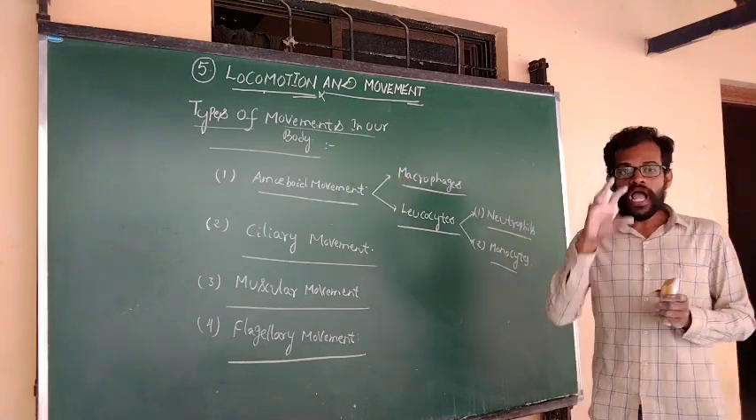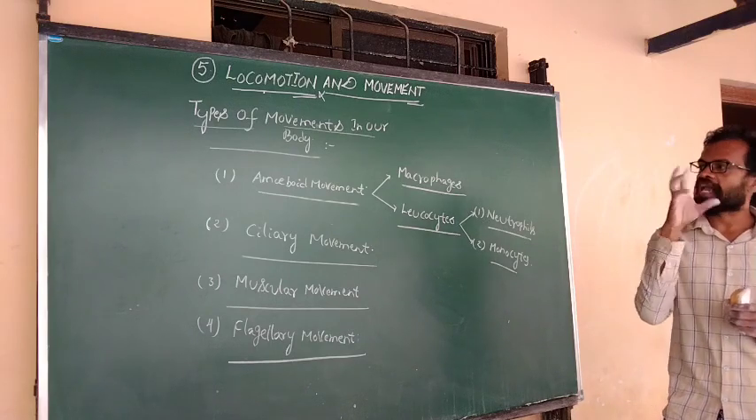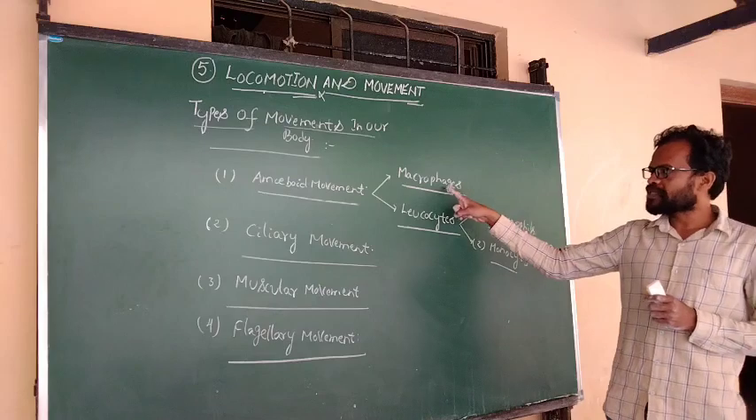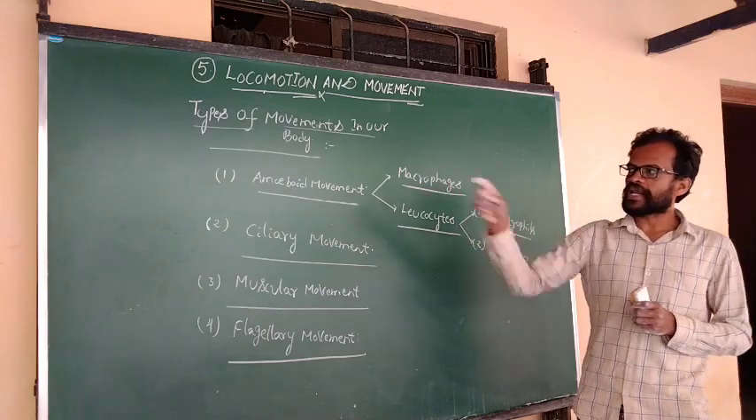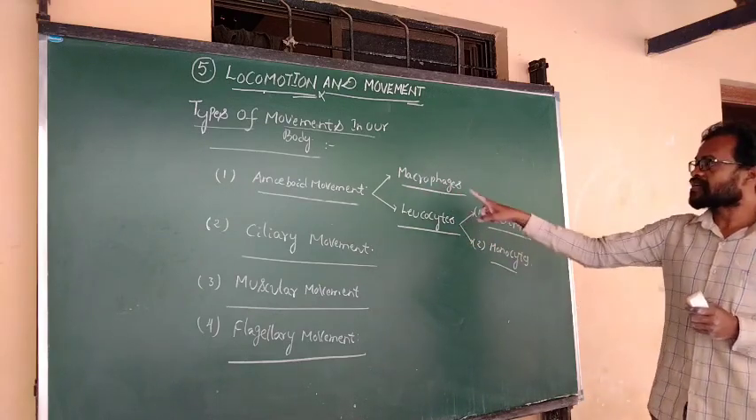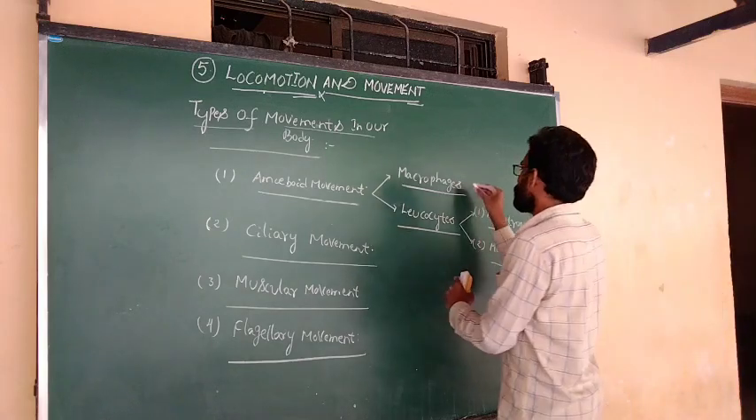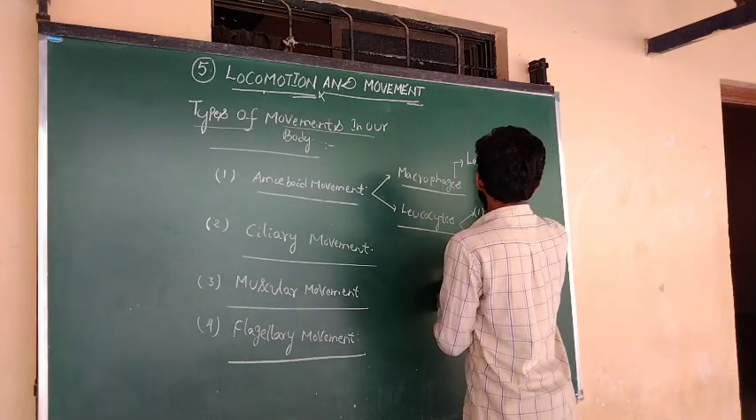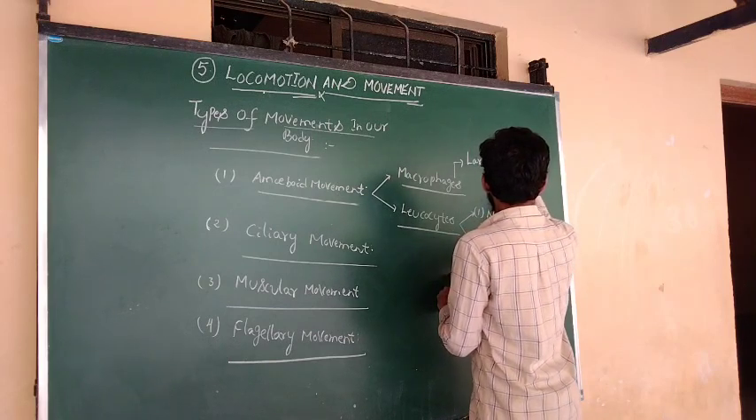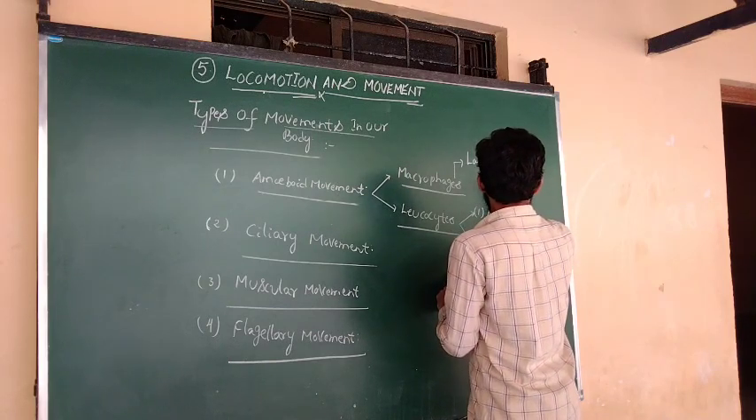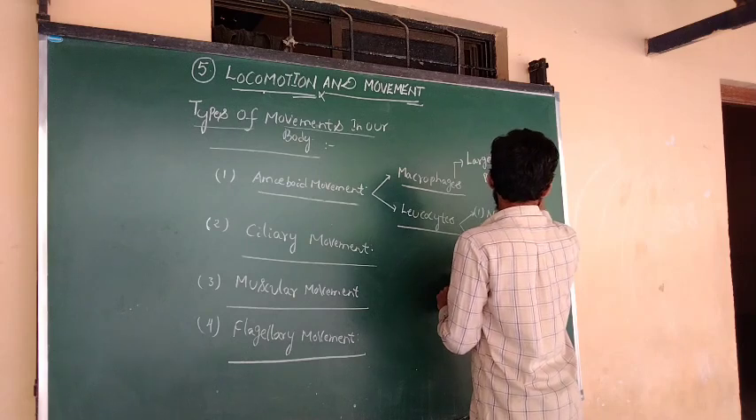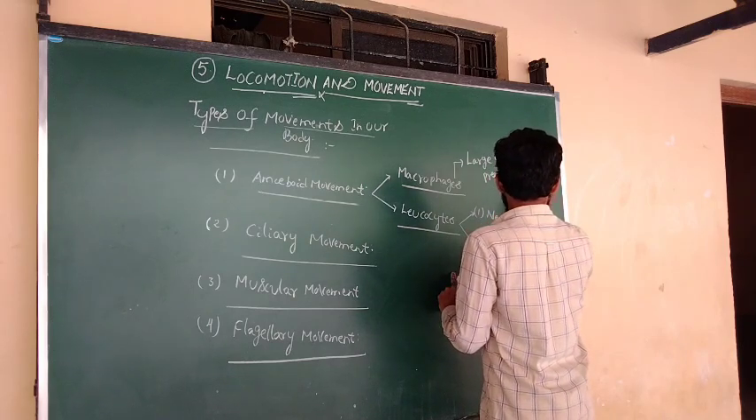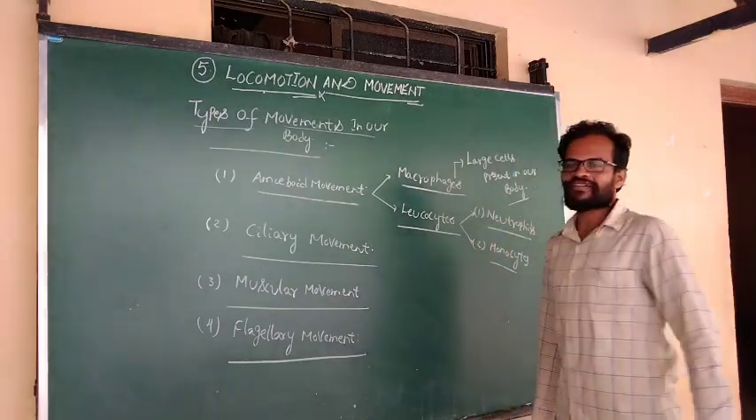They will exhibit amoeboid movement. They look like an amoeba shape. That's nothing but amoeboid movement. The macrophages and the leukocytes both exhibit amoeboid movement. These are the large cells present in our body.